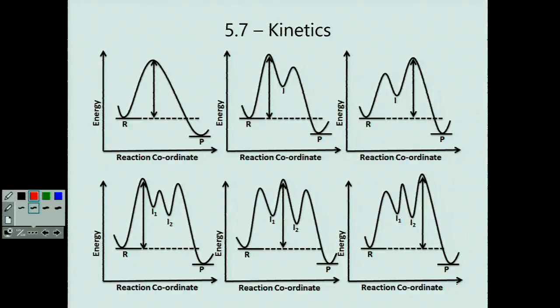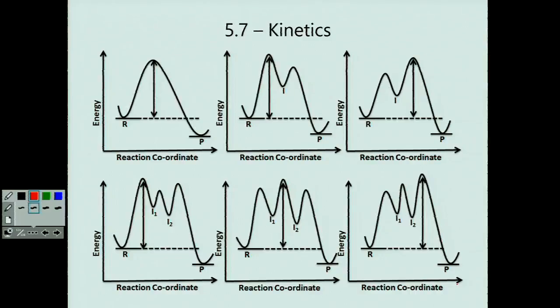Here's one in which the rate determining step is the second step, right? This is the first intermediate over here. First transition state up here, first intermediate. Here's the second transition state, which is the rate determining transition state. Second intermediate, another transition state, and it happens.